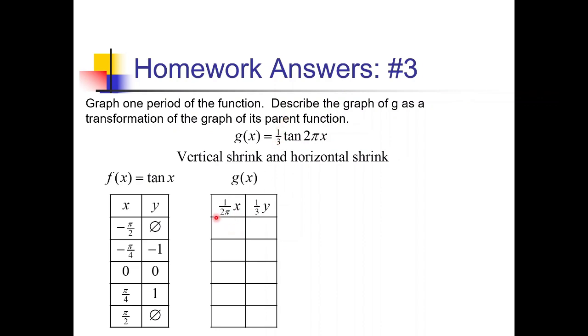So for the x's, we've got negative pi over 2 times 1 over 2 pi. The pi's are canceling, and we just have basically negative 1/2 times 1/2, which is negative 1/4.